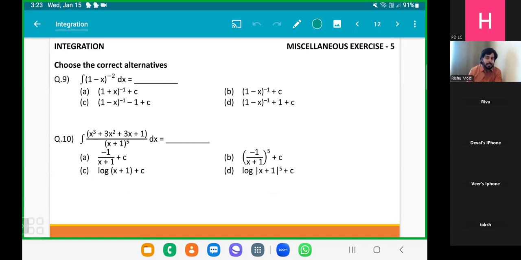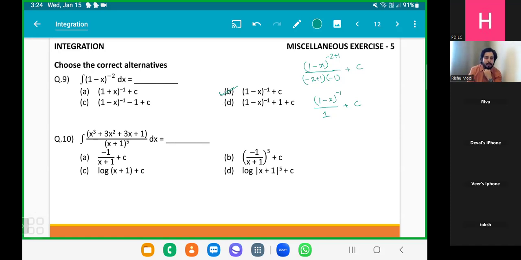1 minus x raised to minus 2. Right? So 1 minus x raised to minus 2. Directly we can apply the x raised to n formula. 1 minus x raised to minus 2 plus 1 upon minus 2 plus 1. And the chain rule, the coefficient of x is minus 1. So that will give you 1 minus x raised to minus 1. Minus 2 plus 1 will give you negative 1 into negative 1, which is 1. So our final step will be 1 minus x raised to minus 1 plus c. Right? So this will be your answer for question number 9.